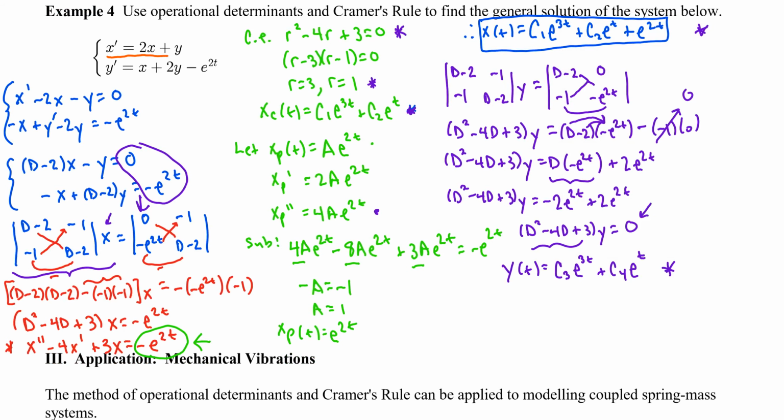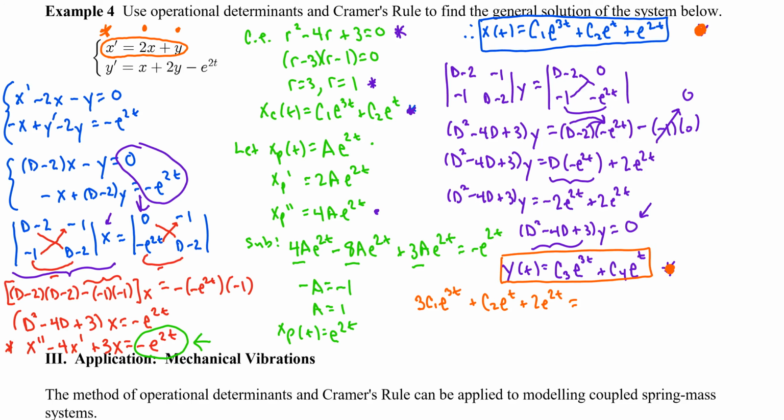I'm going to pick either one of these equations. I'm going to pick this one because it looks a little easier. And I'm going to plug in what I have for x and what I have for y, and I'm going to find the relationship between those constants. So in equation number 1 up here, we need x prime. So I'm going to differentiate x as I go. X prime is 3c1 e to the 3t plus c2e to the t plus 2e to the 2t. We're going to set this equal to 2x plus y. And we've got y right here.